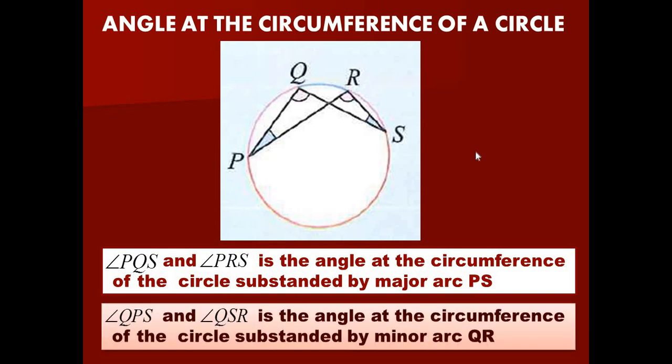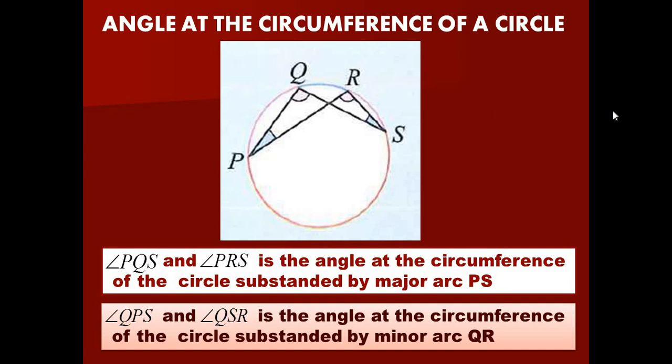The next one, angle QPR and angle QSR. They are angles at the circumference of the circle subtended by minor arc QR, meaning they are using these two points on the circumference to get angle QPR and QSR.